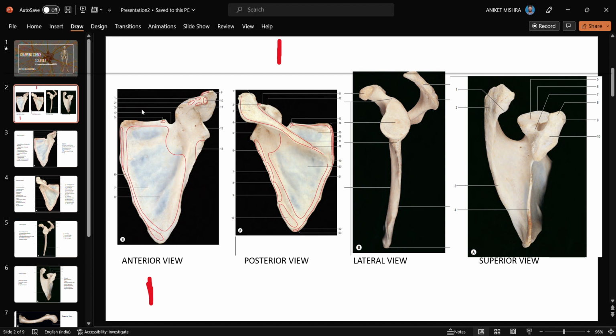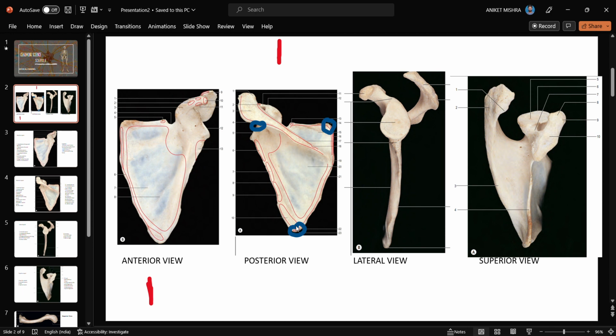When we talk about the angles, there are three: the superior angle, the inferior angle and the lateral angle. If we see it in a posterior view, the superior angle will lie here, the lateral angle will lie approximately here, and the inferior angle will lie here.